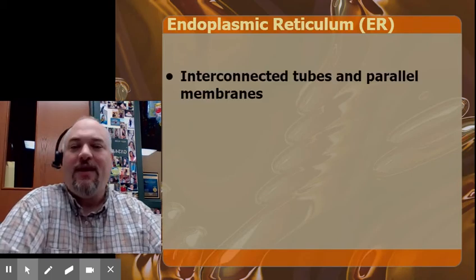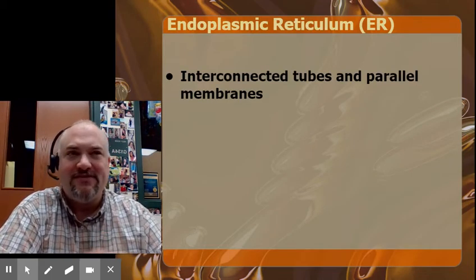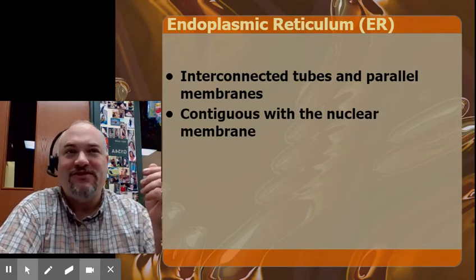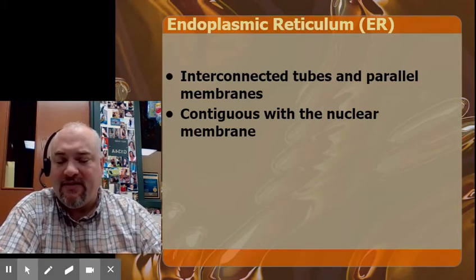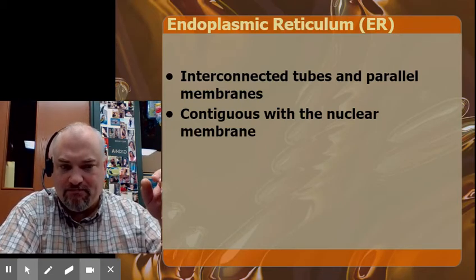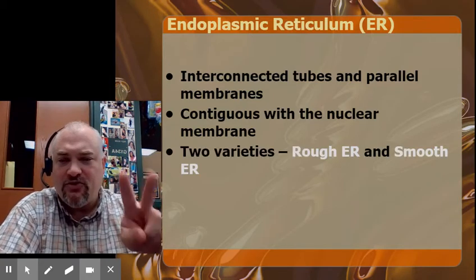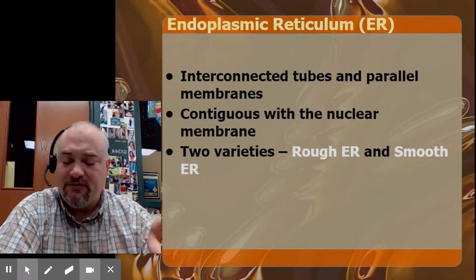Speaking of the endoplasmic reticulum, they're basically a series of interconnected tubes and parallel membranes. Yeah, like a big old subway network almost. They are contiguous to the nuclear membrane, meaning in some places they actually hook up with the nuclear membrane. And there are two main varieties, rough ER and smooth ER. And we'll talk about why they're called rough and smooth in just a second.